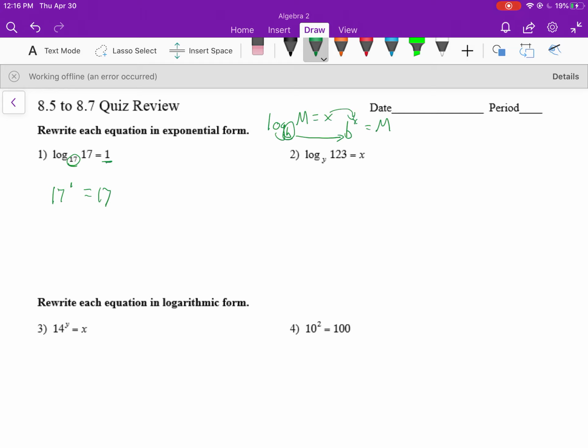Now we're going to go back the other way. So this time we're starting with something b to the x equals m, and we are going to change to, and here's our base, so that will be the base of the logarithm. So log base b of m will equal x. And so for this one, here's our base, so that's log base 14 of x is equal to y, and that is how you change it to logarithmic form.